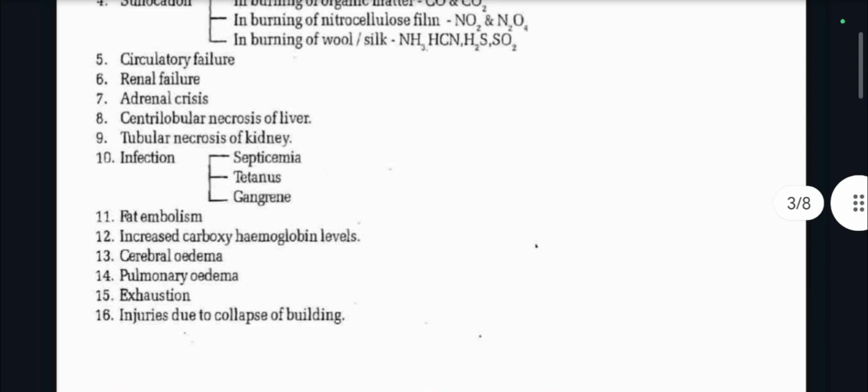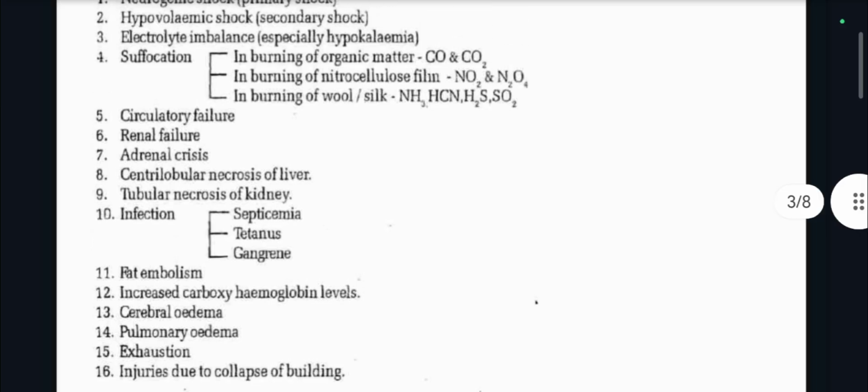What about the remaining 6 points? Fat embolism, increased carboxyhemoglobin levels, cerebral edema, pulmonary edema, exhaustion, injuries due to collapse of building. So you can think of every possible reason to write in causes of death under the burns. So in total we are going to have 16 points.